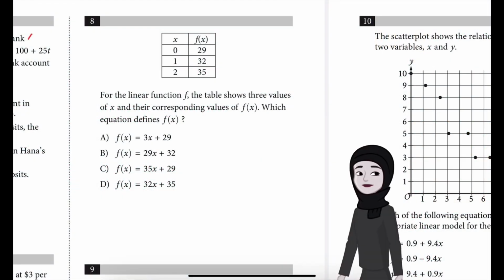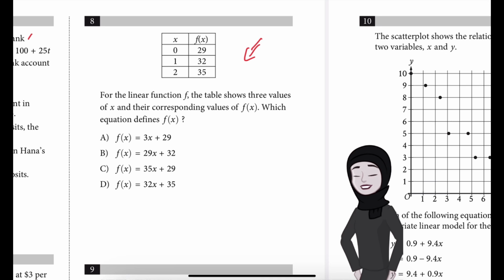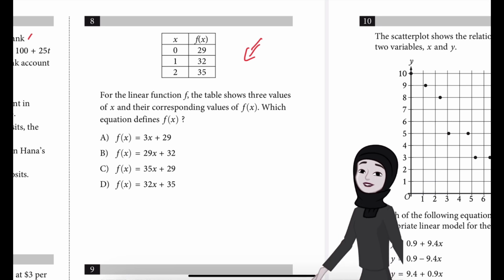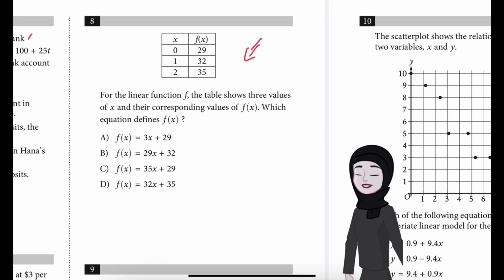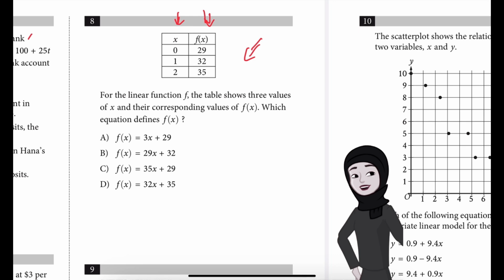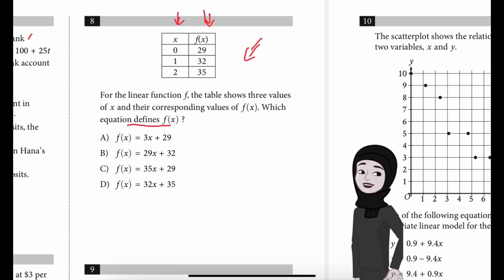So moving on to question number 8, we have been given a table over here, and then it says for the linear function f, the table shows 3 values of x and their corresponding values of f of x. So which equation defines f of x? So here we have the input x and its corresponding output f of x given in the table, and we have to figure out the equation which defines f of x.